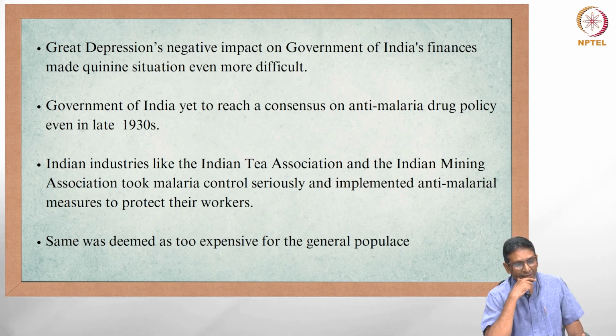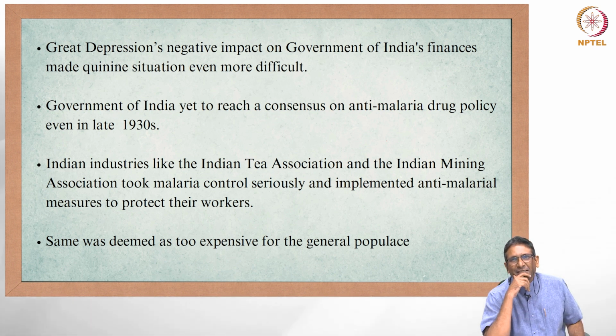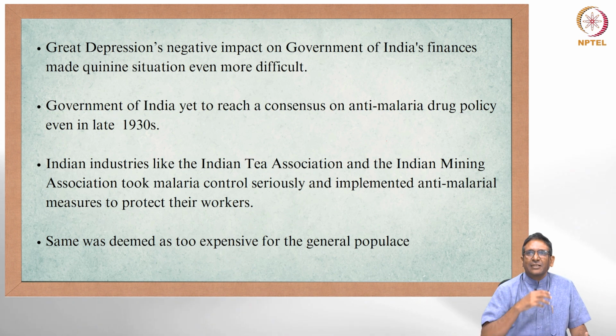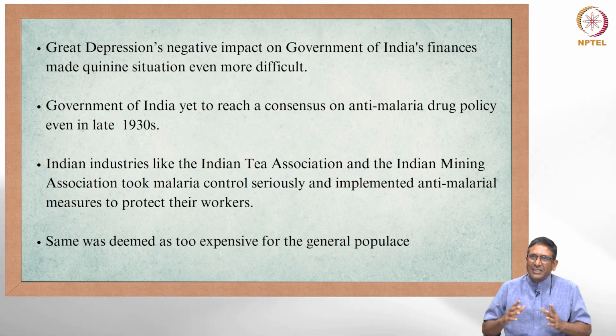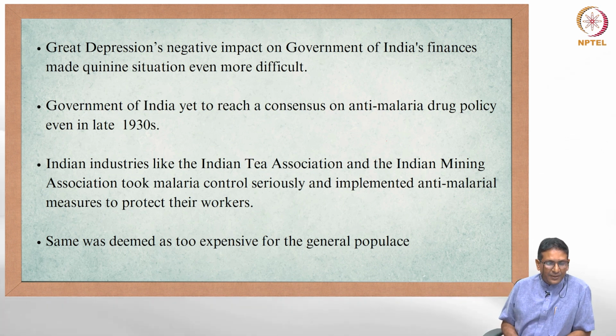And even by the late 1930s, in spite of all of these things, of course we can't blame things entirely on those kinds of externalities, but even internally, even as late as the late 1930s, the government of India was yet to have a clear consensus on anti-malaria drug policy, or even anti-malaria policy which involved other things beyond drugs.